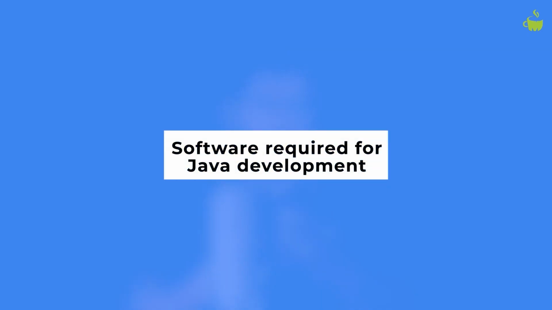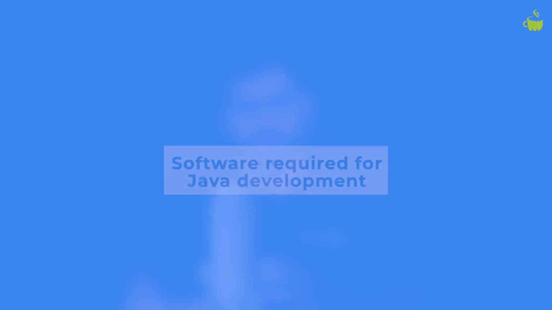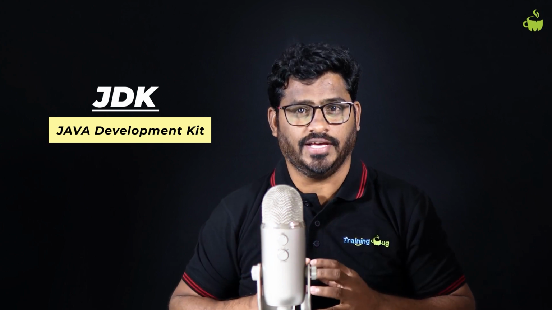In this video, we'll understand what is the software required to start our Java development. We use a software called JDK, which is called Java Development Kit, which is part of your Java SE, in order to start your Java development.